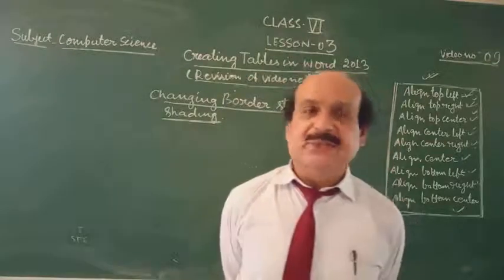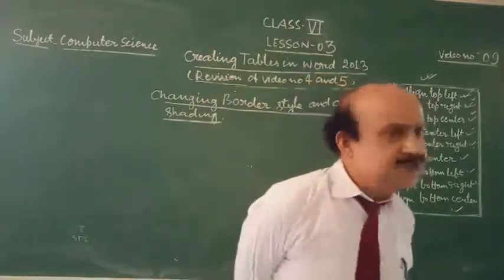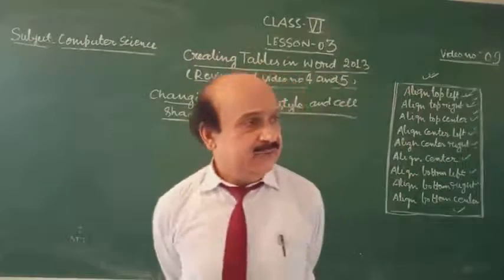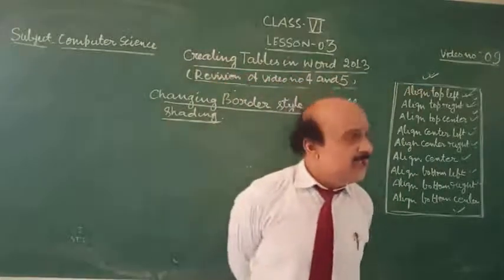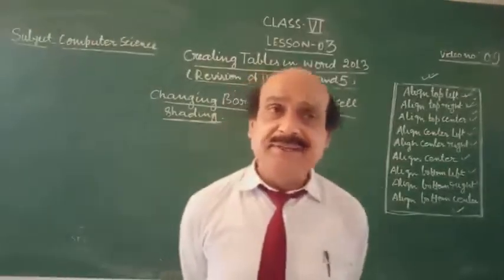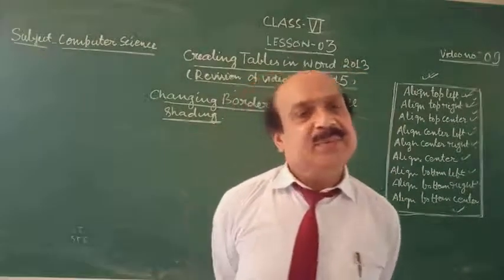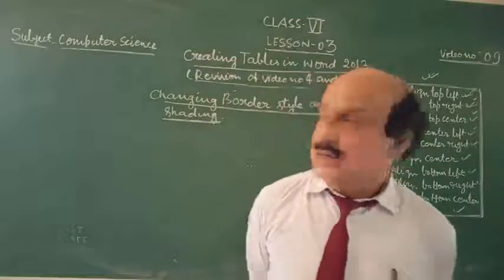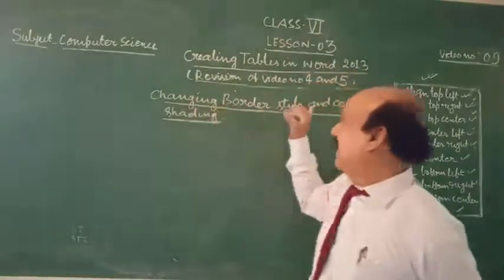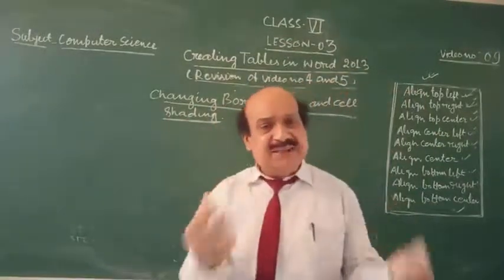So, in the cells, if you want to change the border style which is already drawn, you can change it. If you want to make different colors there, you can select the colors, and shaded effect is also possible in the cells. So this is the way of changing border style and cell shading. What are the steps you have to take?